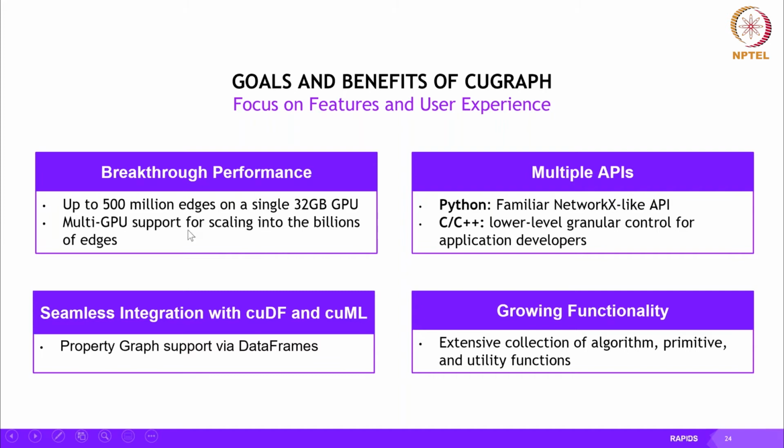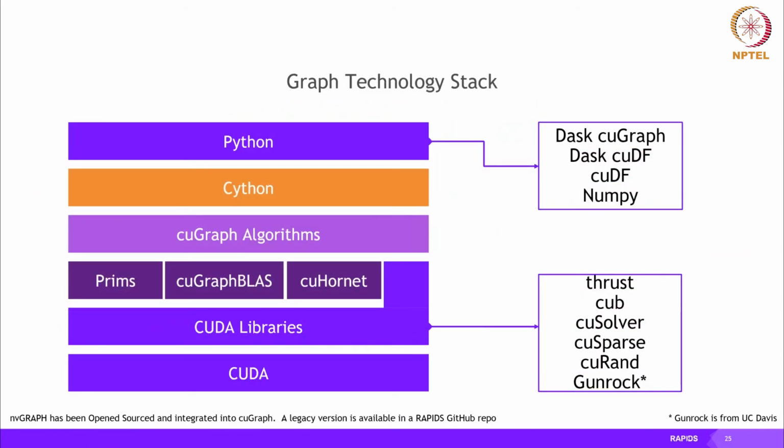You can see here that you can do 500 million edges calculation on a single GPU of 32 GB, and it can support billions of edges in a multi-GPU environment as well. It is seamlessly integrated with cuDF and cuML also. There are various algorithms, and it is equivalent to the NetworkX API, which is one of the most popular ones for graph analytics in the sequential world. It has the Python equivalent for NetworkX, but at the lower level, it calls the C++ API.